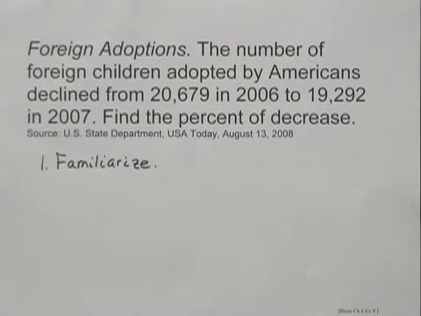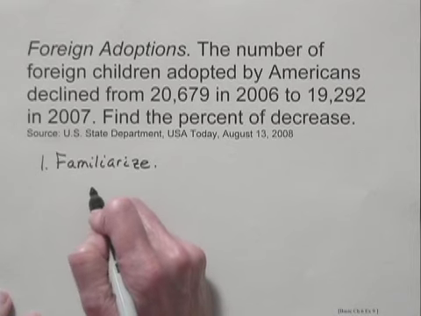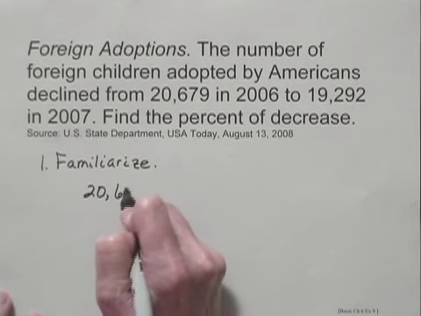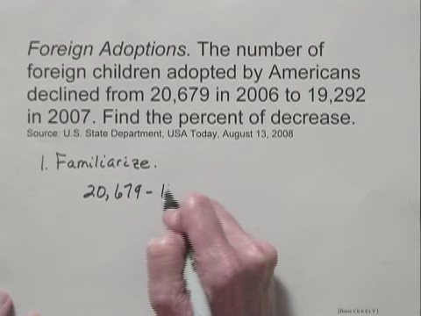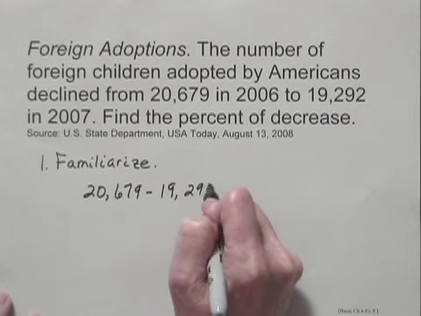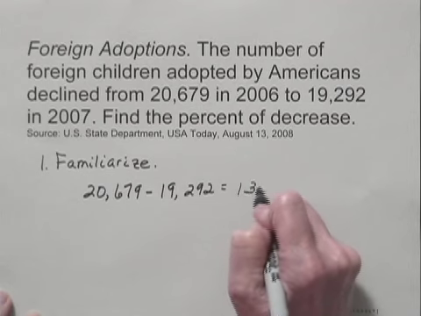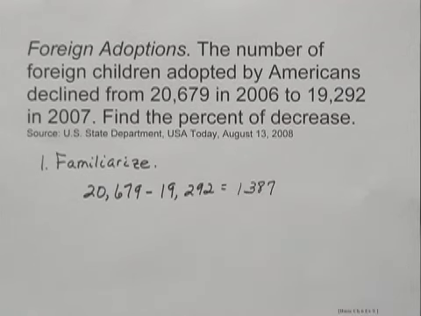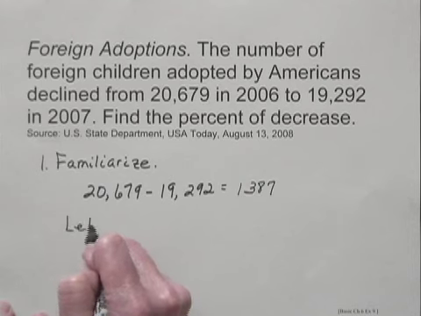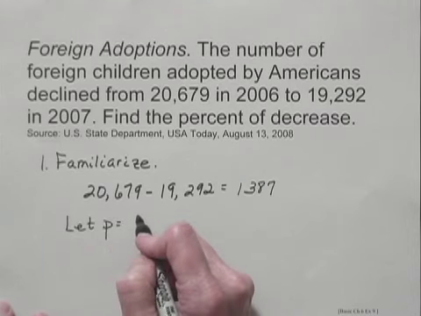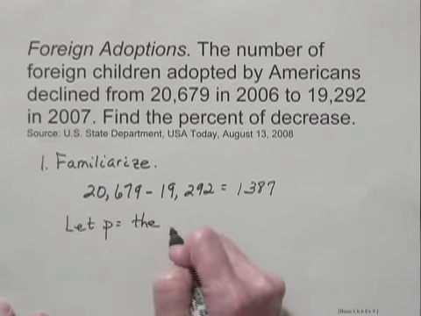Now, in order to find the percent of decrease, we first have to find the amount of decrease in the number of adoptions. So we would do the subtraction, 20,679 minus 19,292, and that difference is 1,387. So this is the actual number of decrease in adoptions of foreign children. We want to find the percent of decrease, and let's let P represent that. Let P equal the percent of decrease.